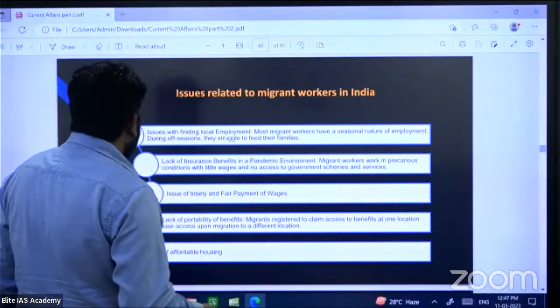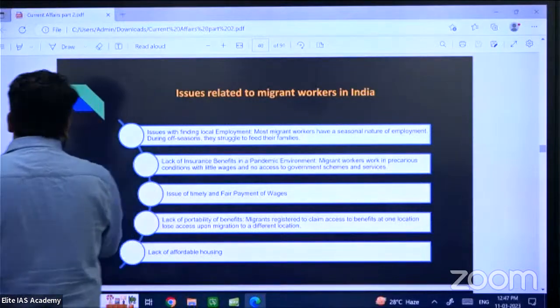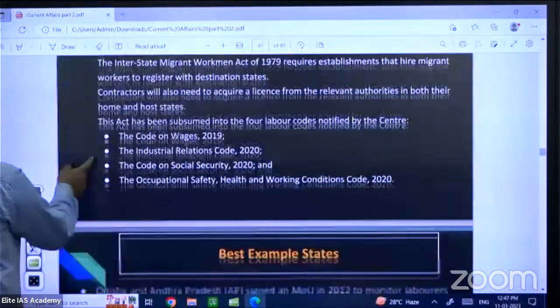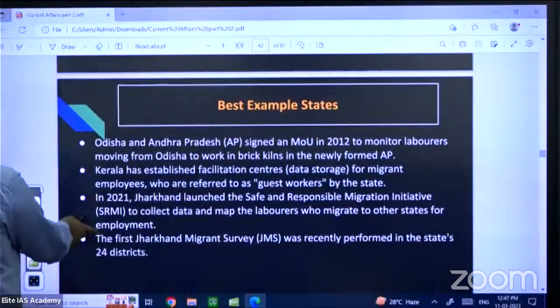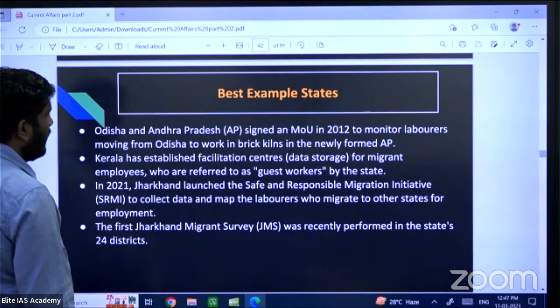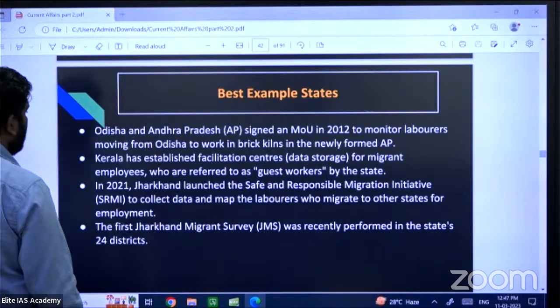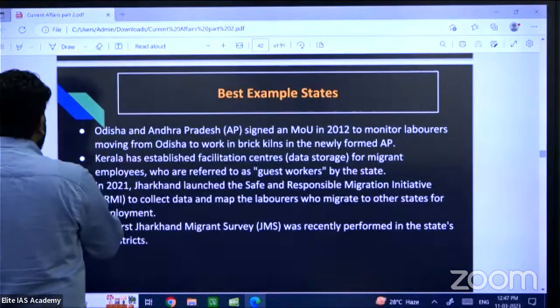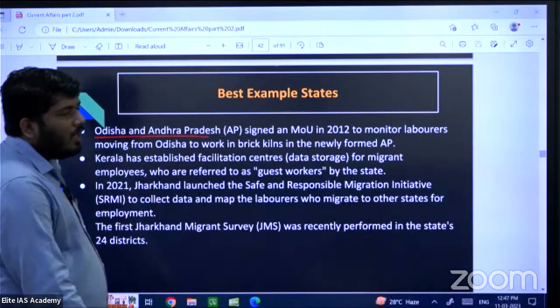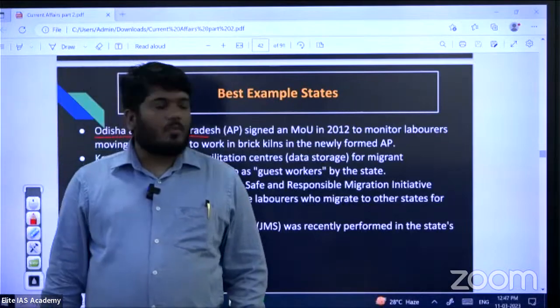Okay, so that is the issue of timely and fair payment of wages and all. What are the problems related to migrants? Okay, so these need to be covered. Odisha and Andhra Pradesh have signed an agreement to monitor laborers moving from Odisha to the newly formed Andhra Pradesh. So even if some states are not developed, they are signing MoUs so that their workers can be secured or protected.